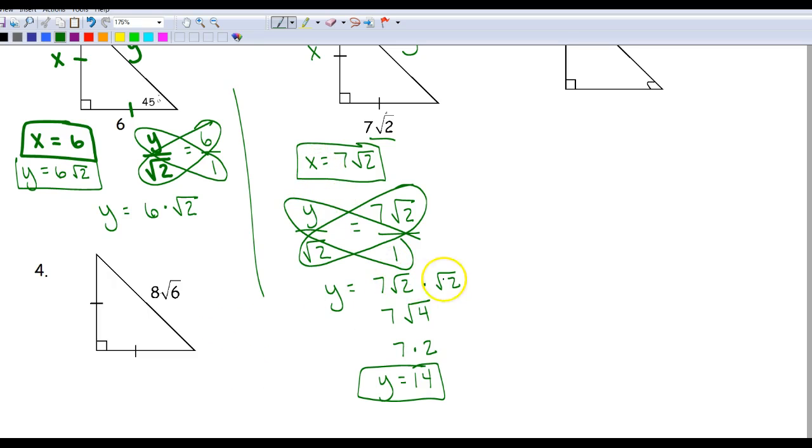Again, all I did was root 2 times root 2 is root 4. The square root of 4 we know is 2. And then we still have the 7 in front. 7 times 2 is 14.